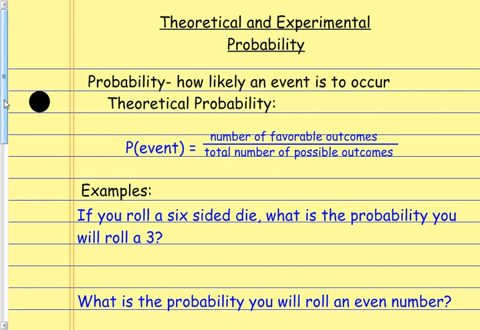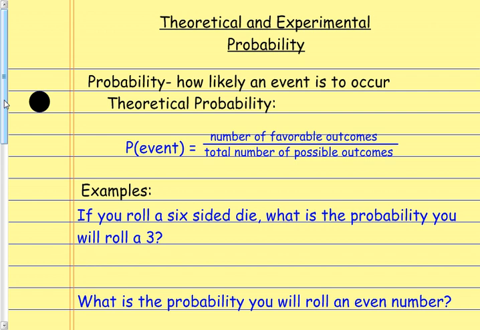Hi there, folks. In today's lesson, we're going to be looking at theoretical and experimental probability. And when we're talking about probability, probability is how likely an event is to occur. Basically, we're talking about how often this is going to happen.